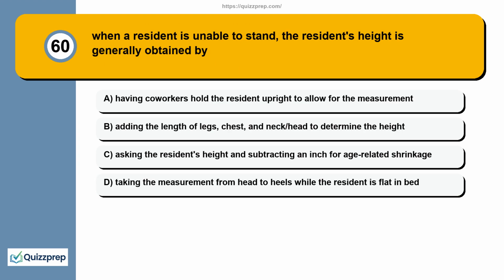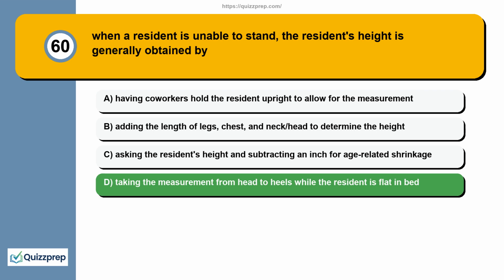Question 60. When a resident is unable to stand, the resident's height is generally obtained by option A, having coworkers hold the resident upright to allow for the measurement. Option B, adding the length of legs, chest, and neck/head to determine the height. Option C, asking the resident's height and subtracting an inch for age-related shrinkage. Option D, taking the measurement from head to heels while the resident is flat in bed. The correct answer is option D, taking the measurement from head to heels while the resident is flat in bed.